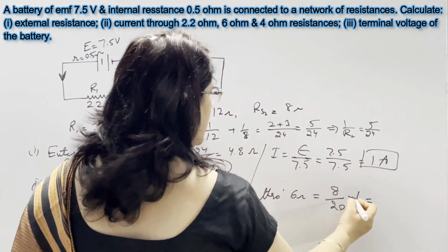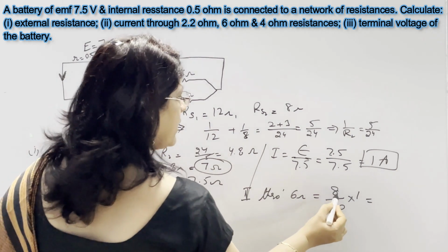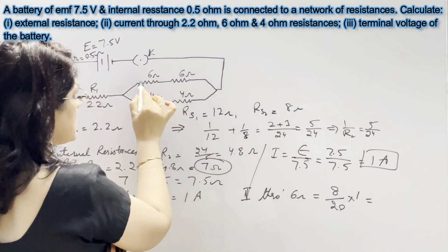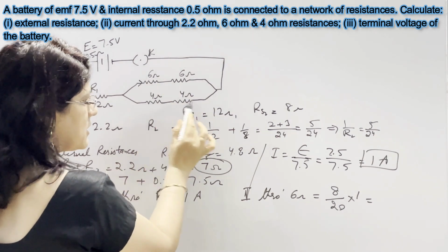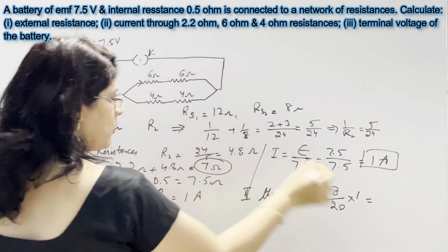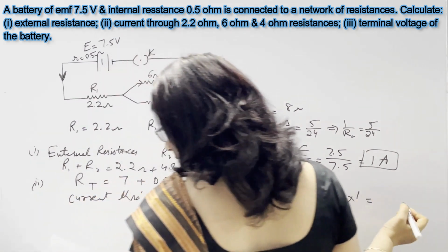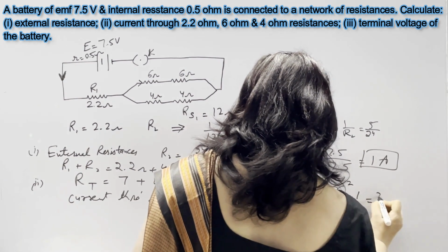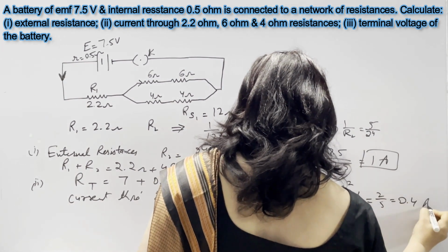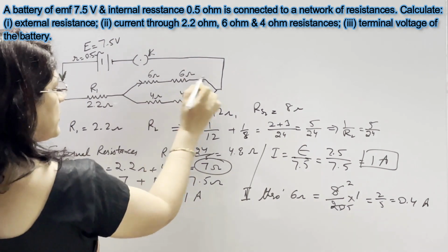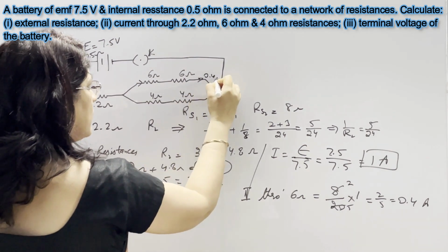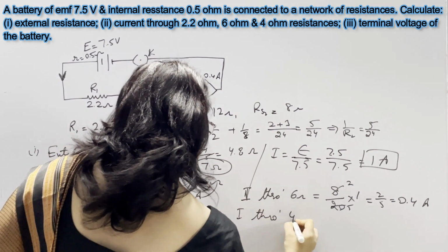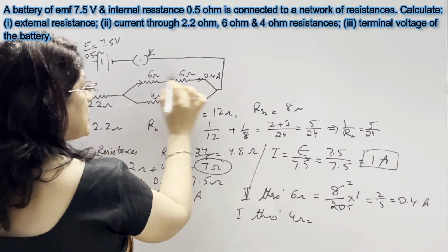So 8 upon 20 into 1. 8 is the current in the opposite branch from the one in which we are calculating. We are calculating through the 6 ohm branch, so we take 4 plus 4 is 8 and divide by the total 20, into 1. So 8 upon 20 means the answer is 2 upon 5, or you can say 0.4 ampere. So current through 6 ohm is 0.4 ampere.